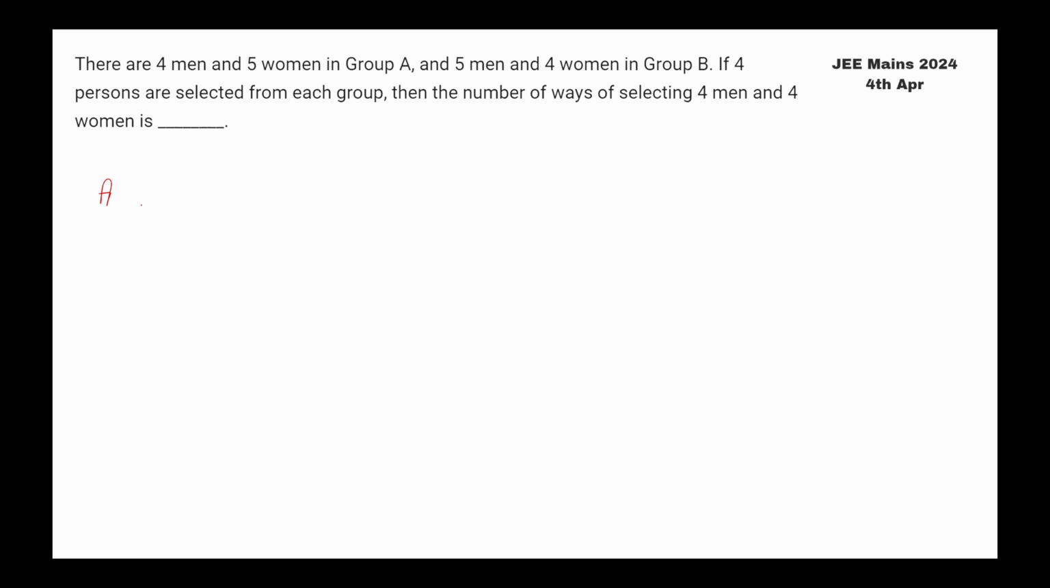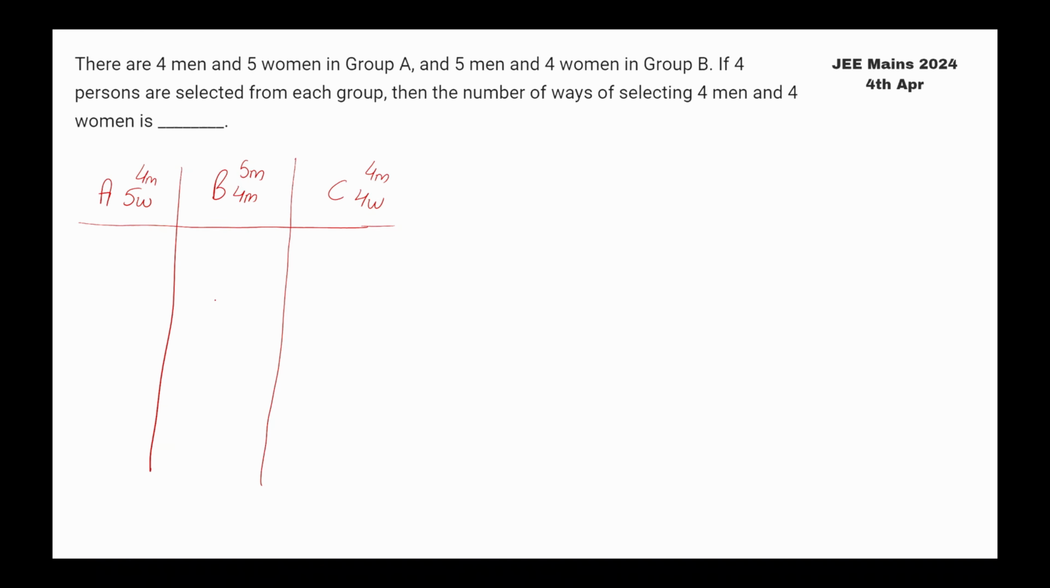I have group A here. In group A, I have 4 men and I have 5 women. In my group B, I have 5 men and 4 women. Now I need to make another group, let's say C, where I have 4 men and 4 women. And I have to select them from either of these two groups.